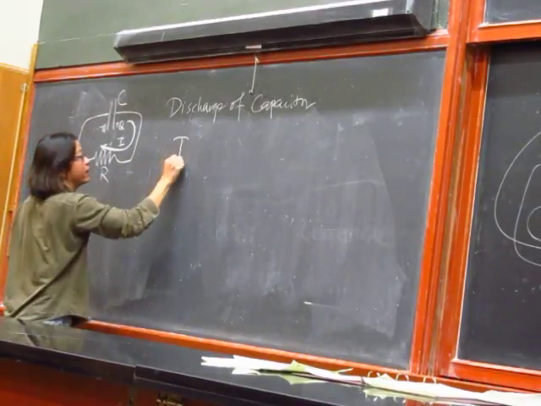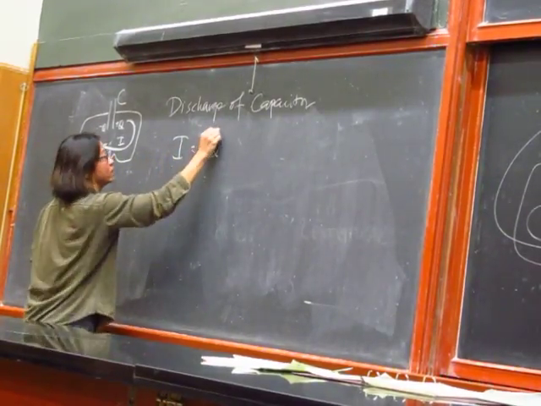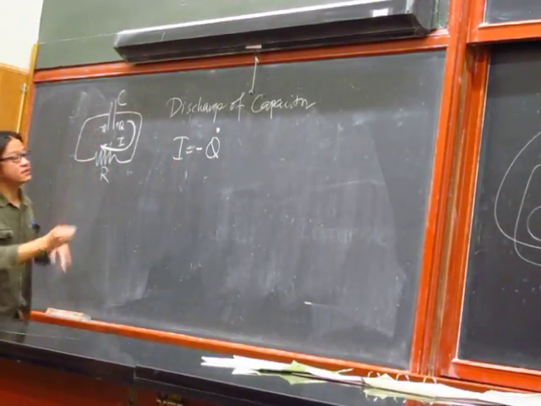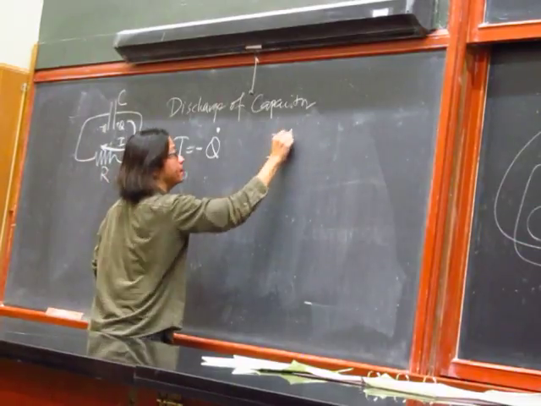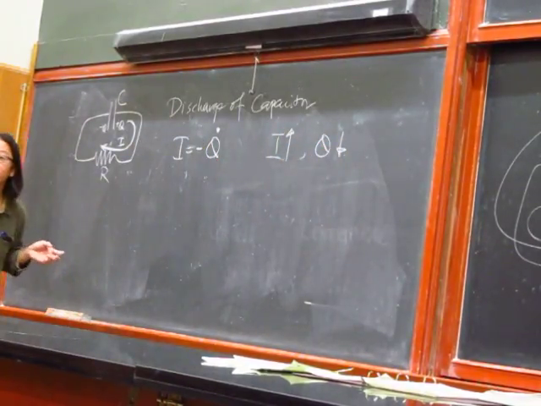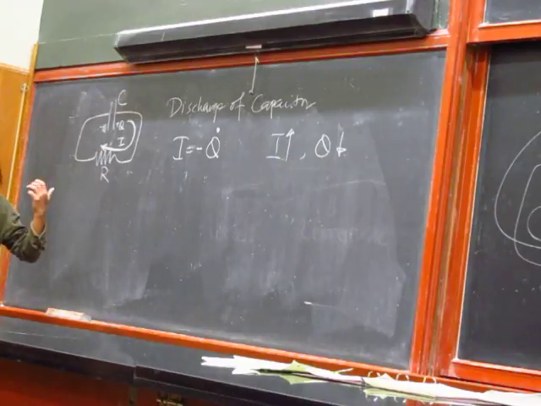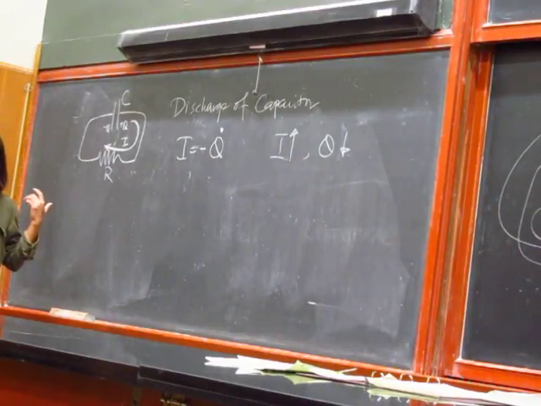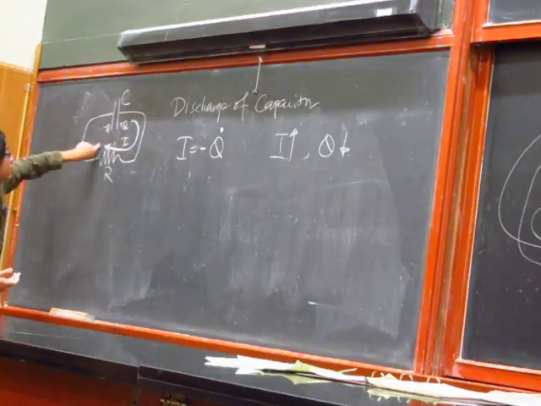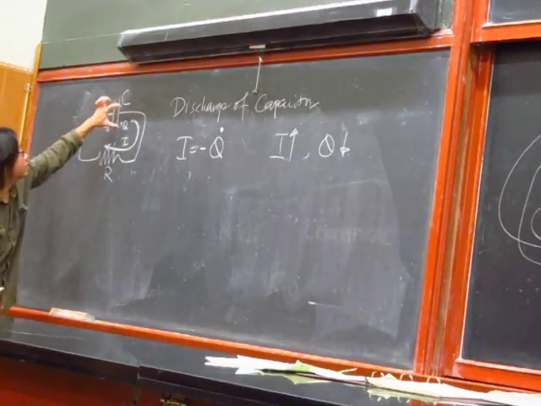So I has to be equal to minus Q dot, sorry. Because in this case, if I goes up, Q has to go down. Current is a movement of positive charge, mathematically in this case. So if I increases that way, then the plus Q will drop.